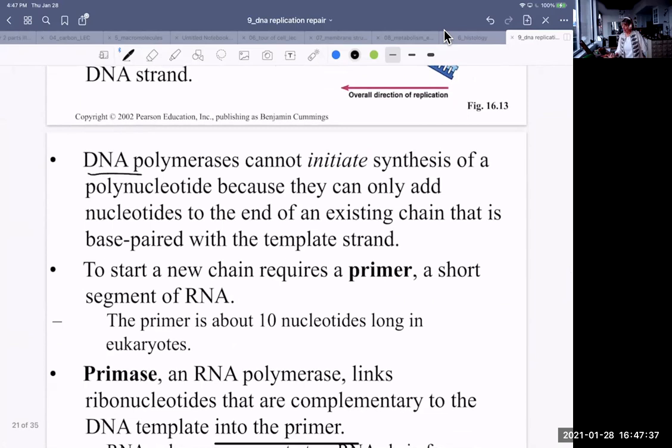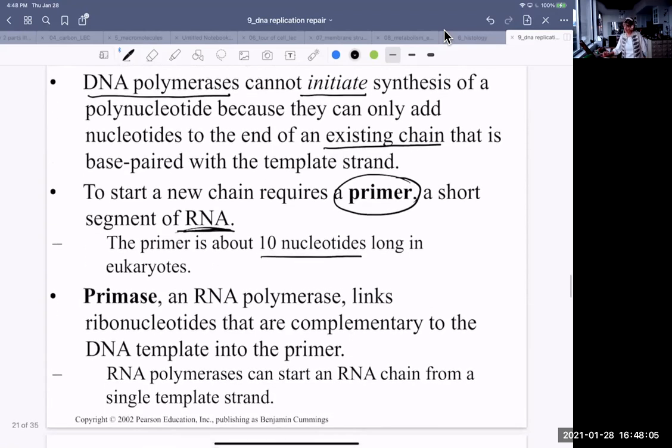But interestingly, polymerases can't initiate synthesis because they can only add nucleotides to the end of an existing chain. That's another problem. Oh, man, it's one problem after another. So instead, to start a new chain, it needs a primer. You always need a primer, which is a short segment of RNA. It doesn't have any trouble attaching to that end. It's only about 10 nucleotides in eukaryotes.